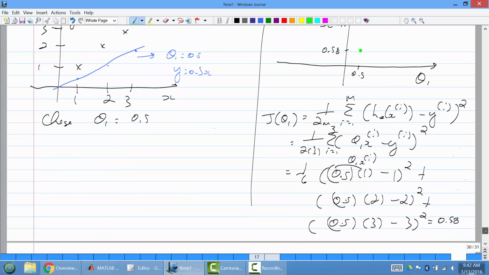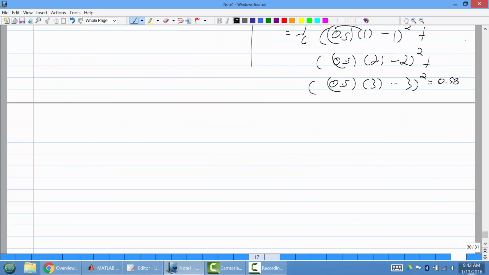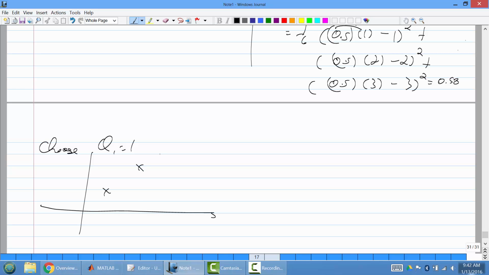Okay, that's cool. Let's try another value. Instead of theta 0.5, let's say we choose theta 1 equals 1. In that case, if you draw the line, we've got 1, 2, 3. If you take a look, this actually matches. If the slope is 1, obviously it makes sense, because the line fits through the points. You'd probably agree with me that the expected output and the predicted output are exactly the same. So if you calculated the mean squared error, you should get 0.